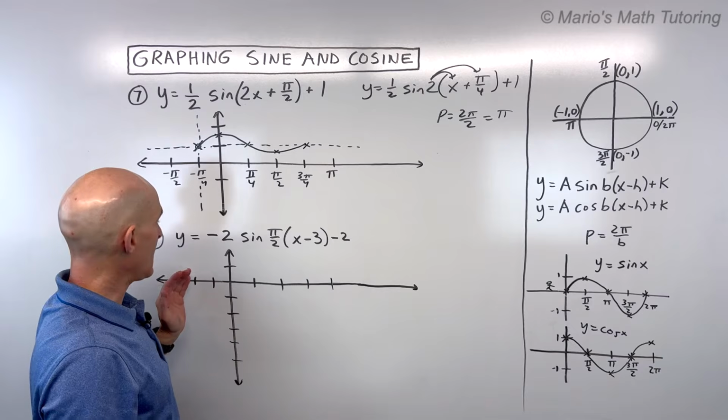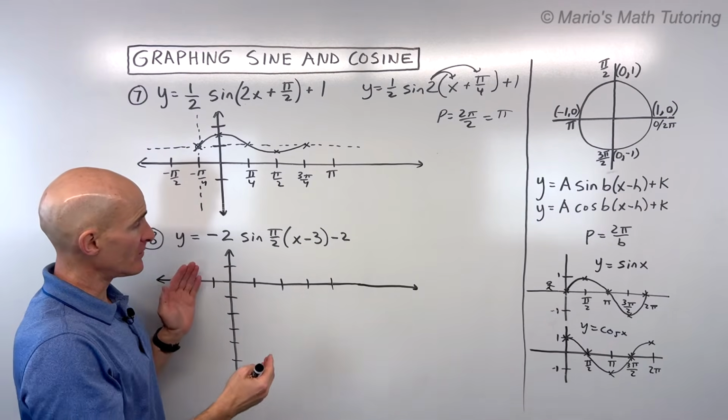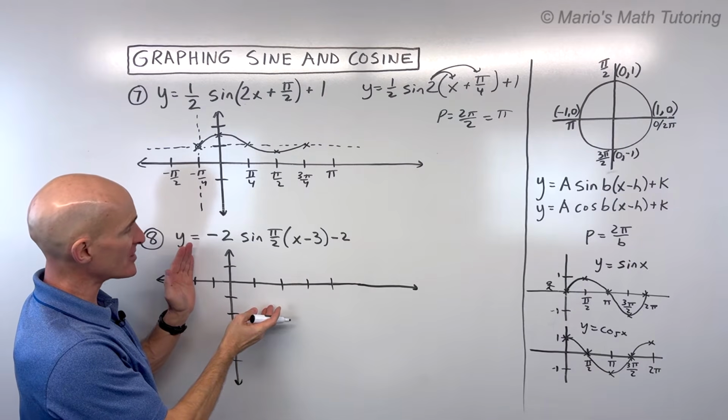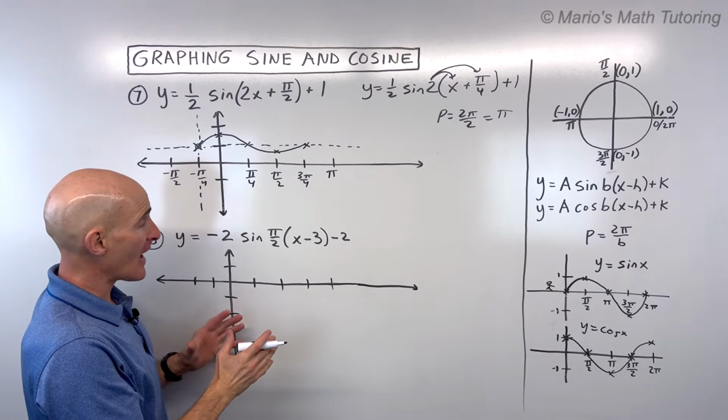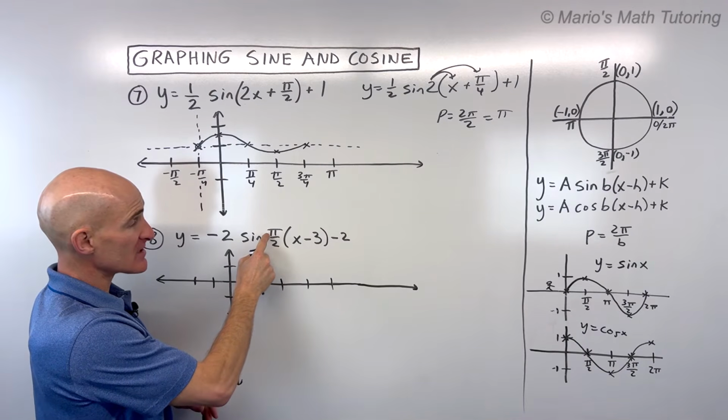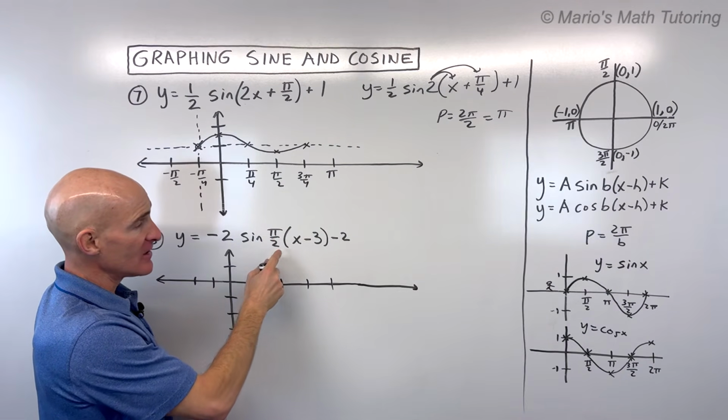Okay, let's look at number 8. Now, if you're getting the hang of these, go ahead and feel free to pause the video and try these. And of course, we're going to go through them together, but you might want to test yourself. This one's got a lot going on, and I'll show you why. We've got the negative here. We've got this b value, which has a pi, which we haven't seen yet. So let's take a look at that.